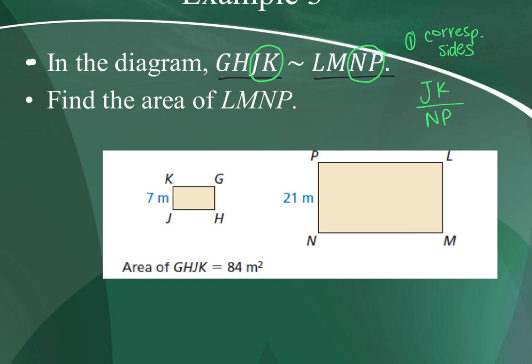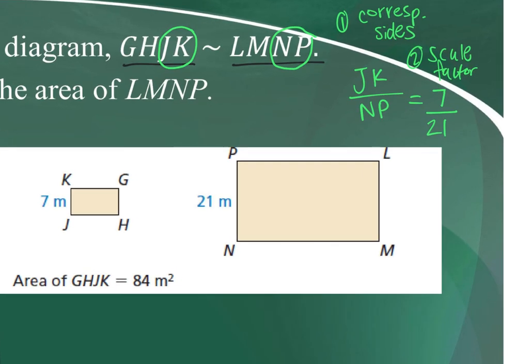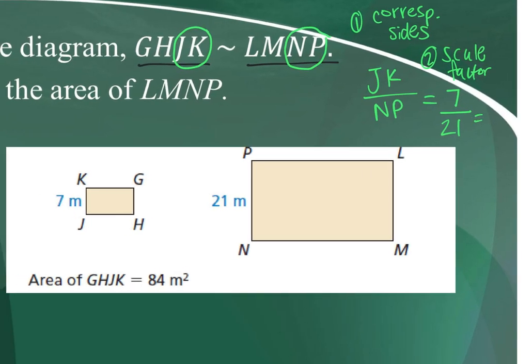All right, so since they matched up, step number 2 would be to find our scale factor. So we put the first figure side length over the second figure, so JK over NP, and JK was 7, right? And NP was 21. So what's 7 over 21? It's not going to go in evenly, but it does simplify. 1 over 3. So my scale factor is 1/3.